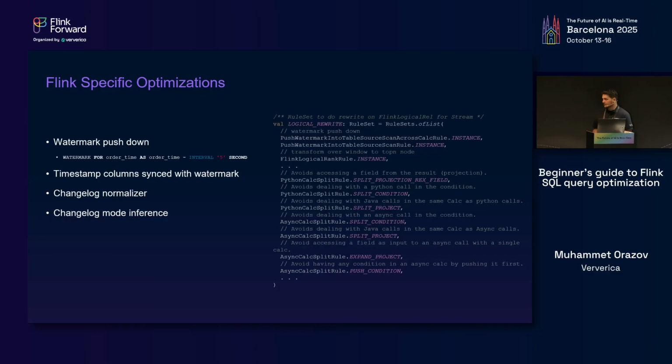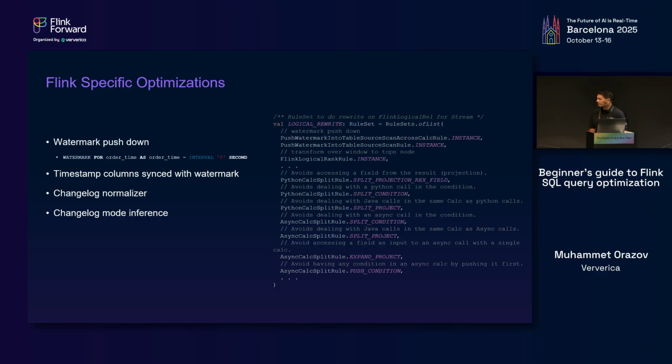And there are also some specific optimization rules which are only valid for Flink SQL. For example, watermarks are available only in Flink, so unlike in the DataStream API, we don't have a window assigner class or API. So whenever you define a watermark for a column, the planner needs to push the watermark into the table scan. And many other rewrite rules are specific to Flink, for example, Python calls or async calls.